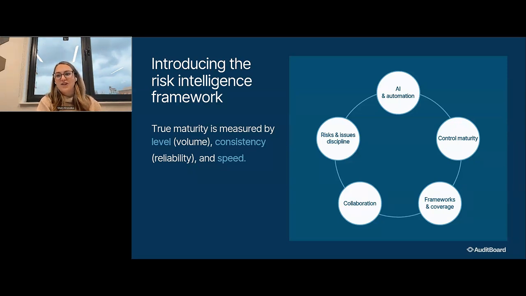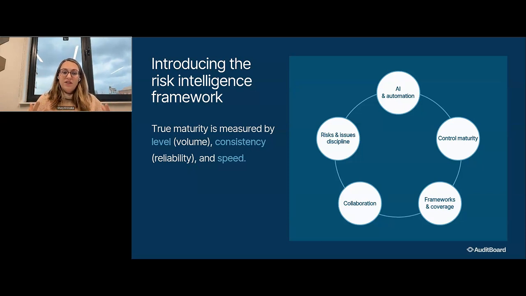Fourth is collaboration. And this is one that definitely has a lot of debate around it. It's probably one of the more challenging ones to really get right as well. And then last is risk and issues discipline. So the rigor of logging, tracking, and remediating risks overall. And when we get there, that's going to be one of the big things I'll talk about, really on the remediation side.